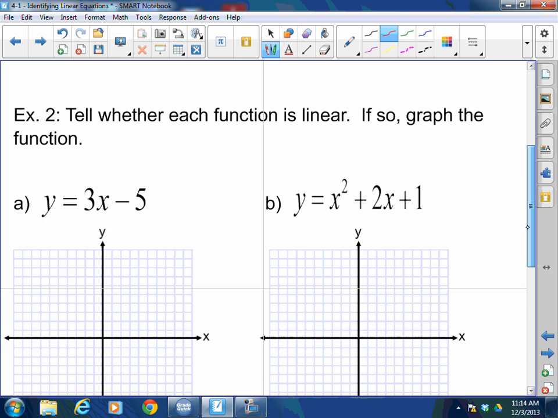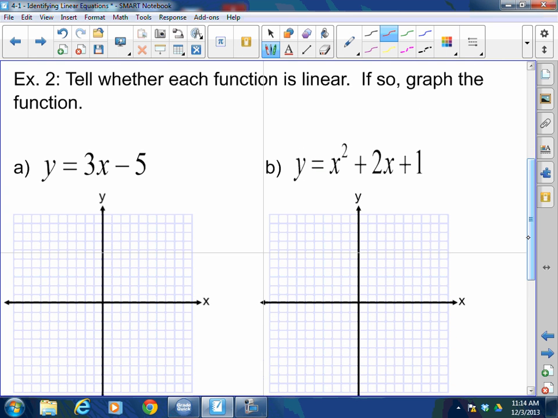We've done that. So let's see. Tell whether each function is linear. If so, graph the function. Okay, is this linear? A, y equals 3x minus 5. Yes, the y has an exponent of 1, and it's not being multiplied to a variable. The x has an exponent of 1, it's not being multiplied to a variable. Both the x and the y are in the numerator, so bingo, we're golden.